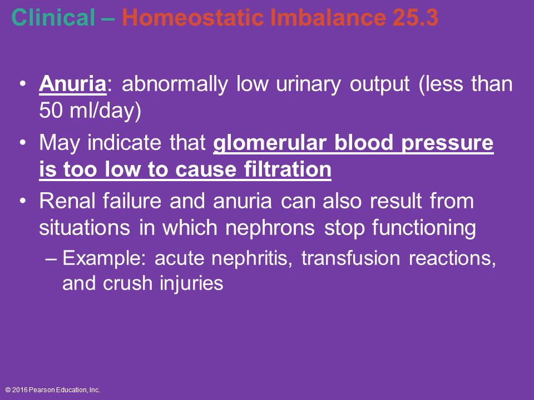If an individual has abnormally low urinary output, less than 50 milliliters per day, it's anuria, and that might be an indication that the blood pressure in that glomerulus is too low for filtration to occur. It can also be indicating that the nephrons are no longer functioning properly. This leads to renal failure. What could be causing this? Well, you could have an infection of the nephrons. You could be having injuries associated with the kidney itself.